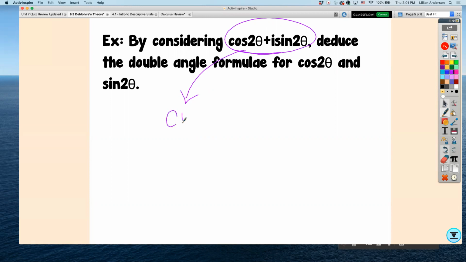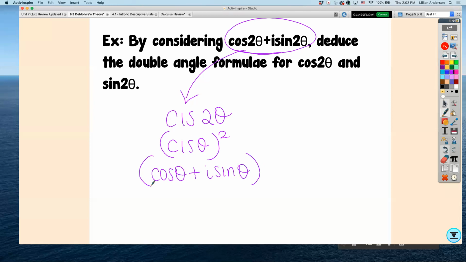So it's not cis theta, it would be cis 2 theta. And if you recall from De Moivre's theorem, that 2 essentially represents the exponent. So this can be written as cis theta squared, which means cosine theta plus i sine theta, squared. So essentially we're working our way backwards with De Moivre's theorem. If I have cosine theta plus i sine theta squared, I'm essentially multiplying it by itself twice.